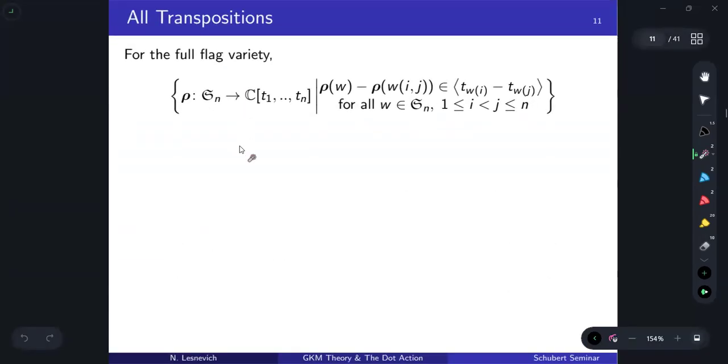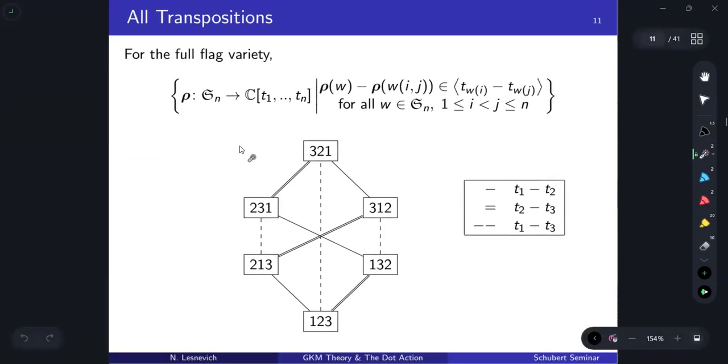Now, what does this look like for the full flag variety case, right? Where I use every single transposition. I'm allowed to swap all ij, right? Well, for S3, it's going to give you this graph with this labeling system. You can pick any edge that you want. This one is right multiplication by 1, 3. It also switches the numbers 1, 3. It's labeled by T1 minus T3, and I can start building splines.